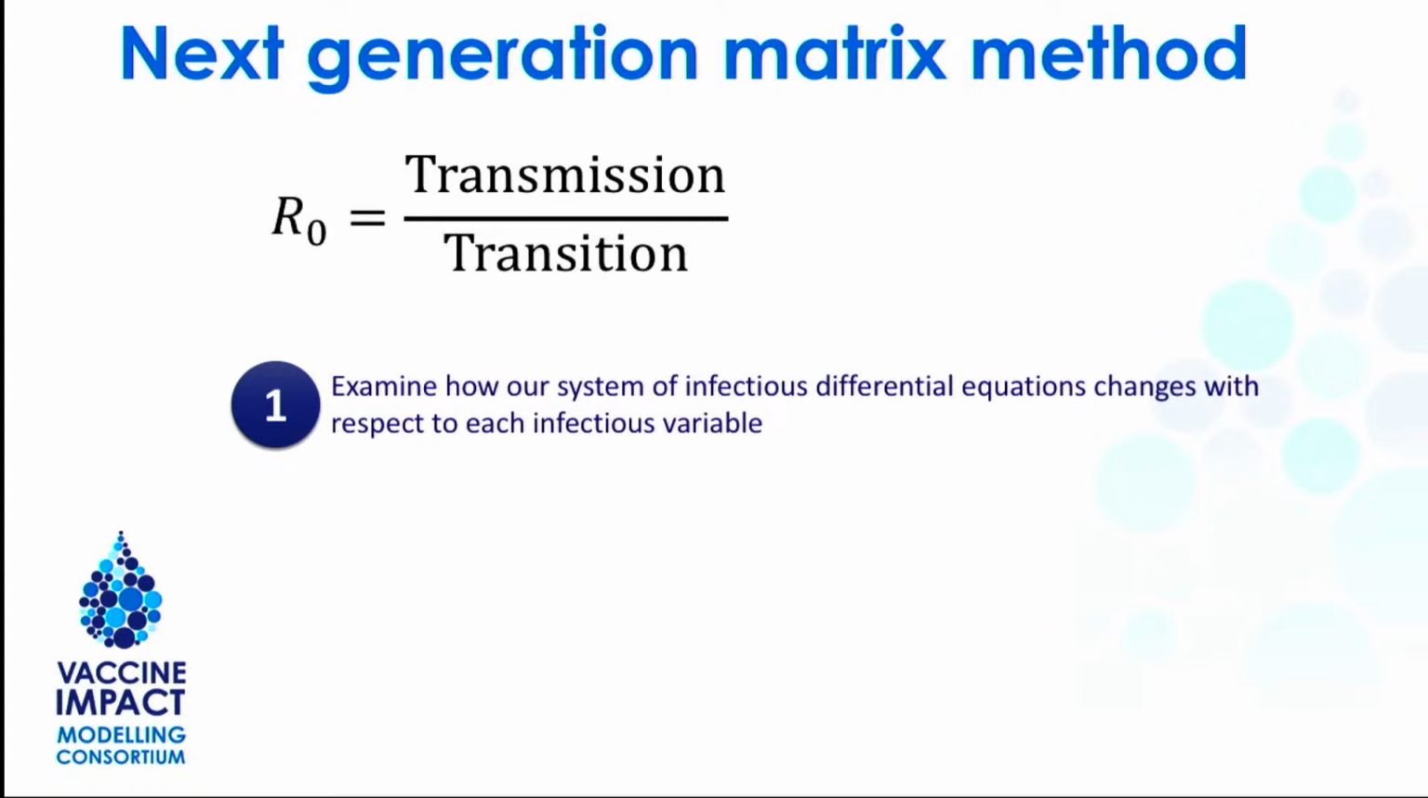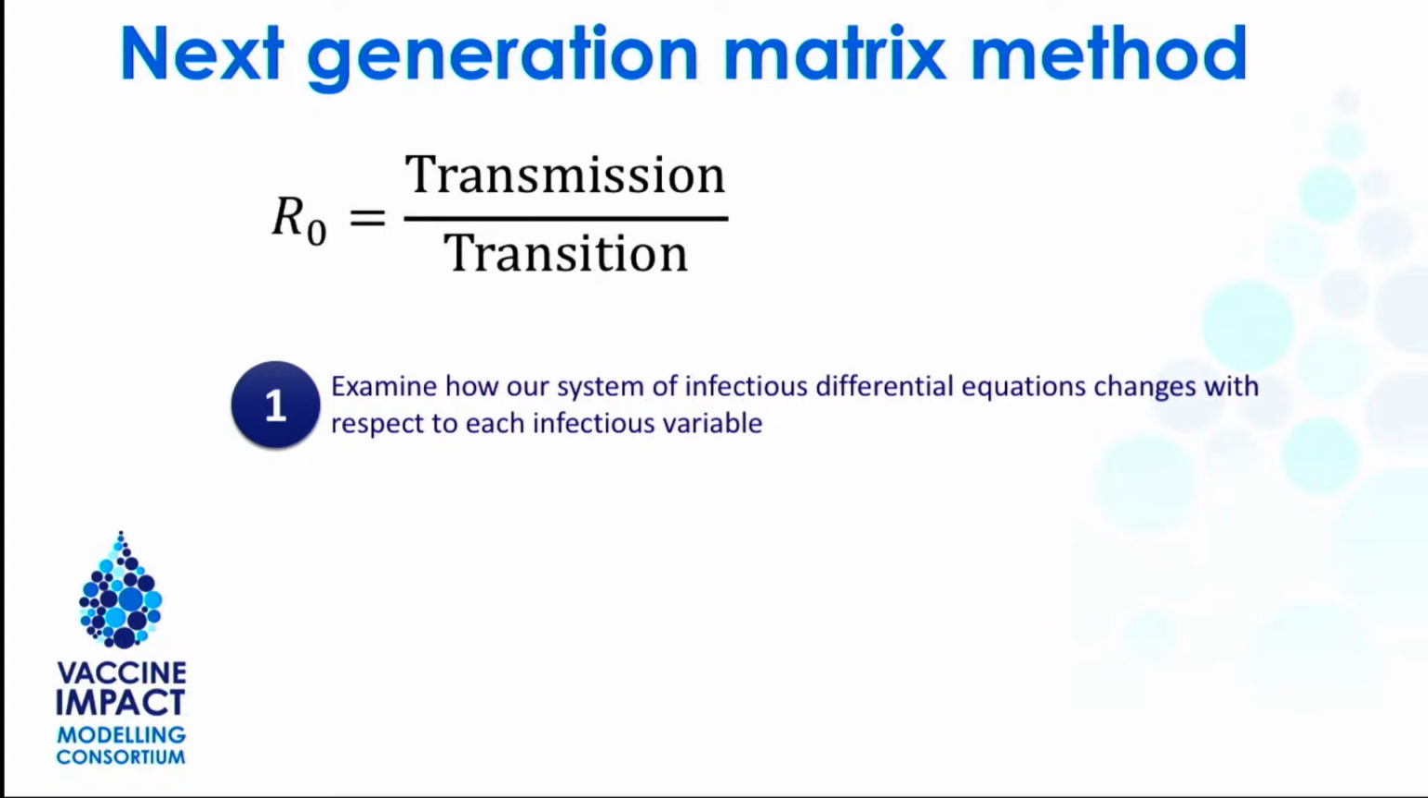Firstly, infections per generation. We're going to slightly rephrase that as transmission events divided by transition. So where does that come from? If you remember in the one population model, our SIR model, when we first looked at R0, the value was beta over gamma, right?